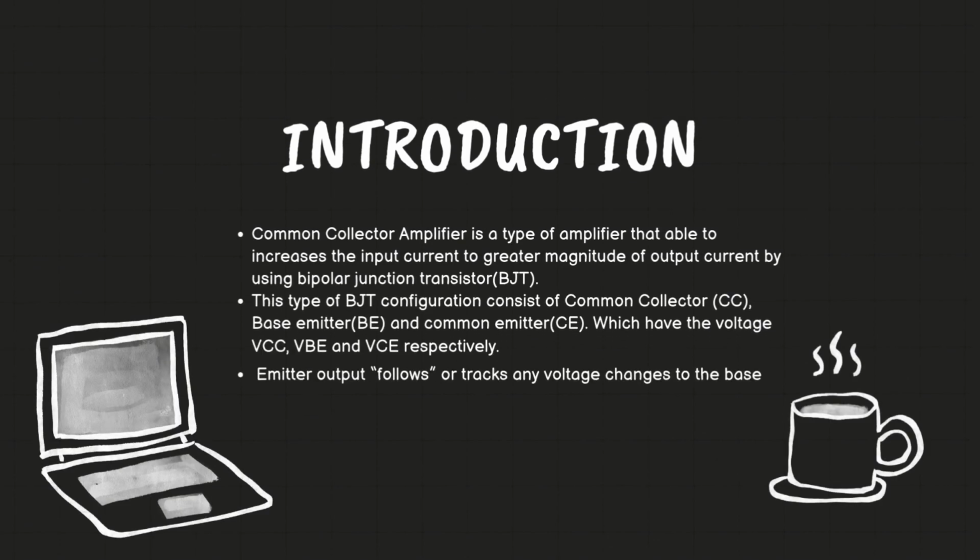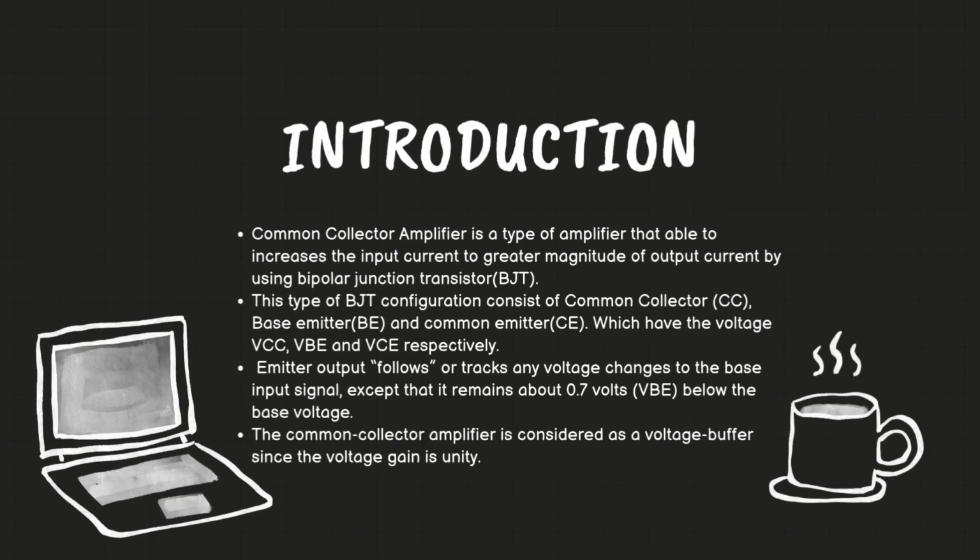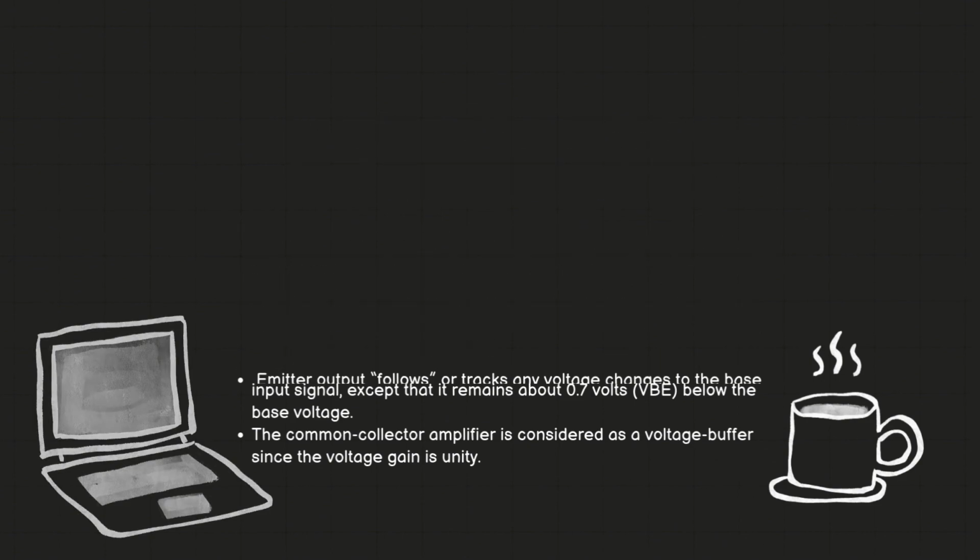For the introduction, the common collector amplifier is a type of transistor circuit that boosts current. It takes a small input current and produces a much larger output current. The output voltage closely follows the input voltage, about 0.7 volts lower. It's also called an emitter follower. So it is a current amplifier that maintains a steady voltage, making it useful as a voltage buffer in electronic circuits.